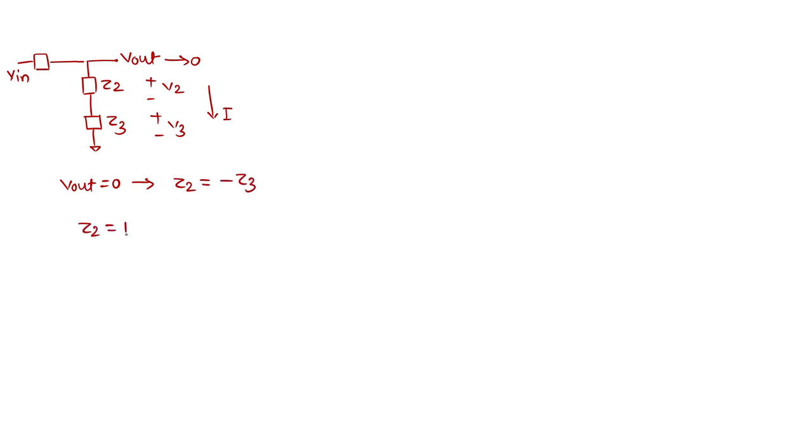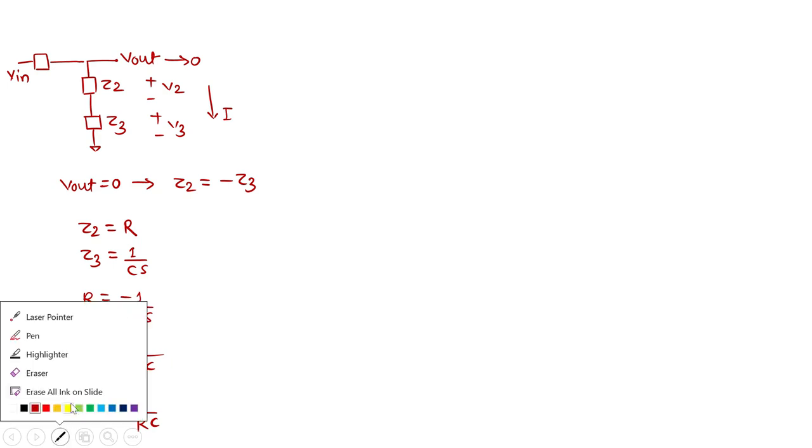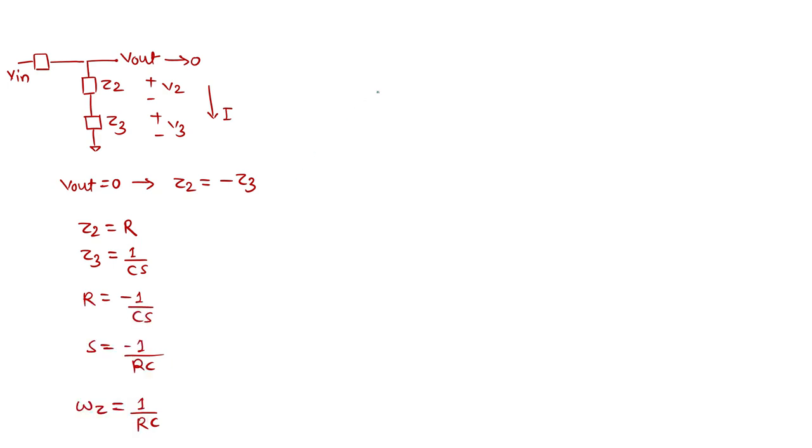Let Z2 be your resistor and Z3 be your capacitor, then it is 1 upon Cs. So we can see R is equal to minus 1 upon Cs. So again we can see S equal to minus 1 upon RC is the location of the 0. The negative sign indicates this is a left hand side 0, and the frequency of the 0 is again 1 upon RC. Okay, so there is also a possibility of a 0 when there is an impedance combination on the load side as well.